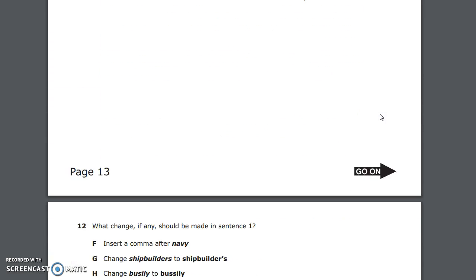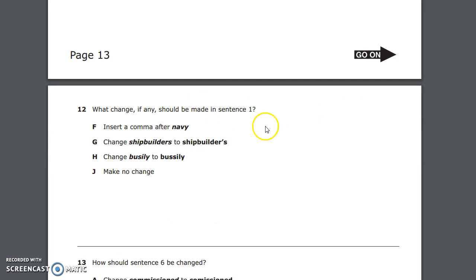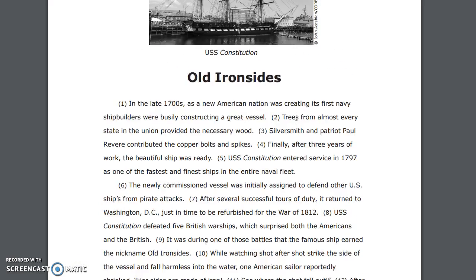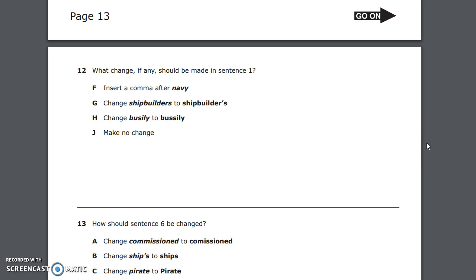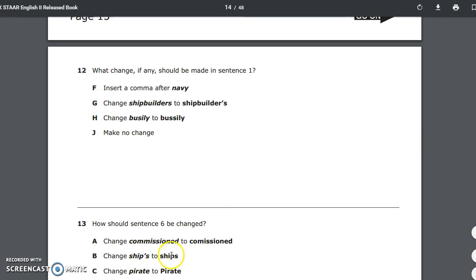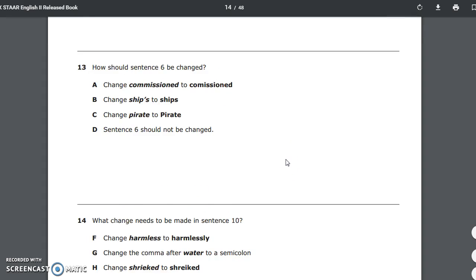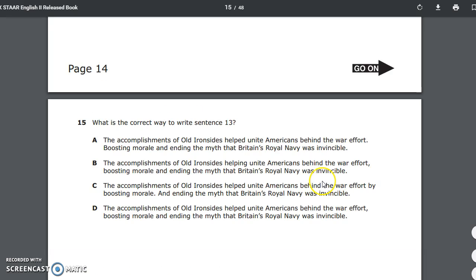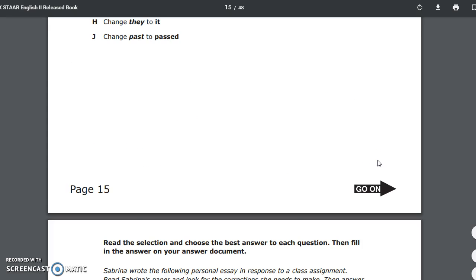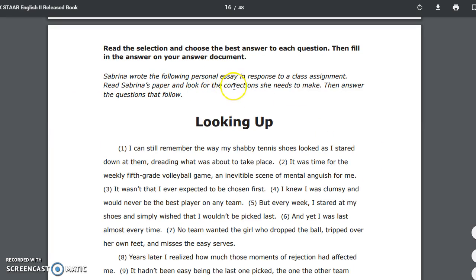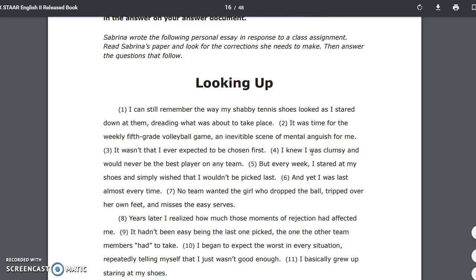So let me show you an example. Number 12, what change, if any, should be made in sentence 1? So the only part of this essay I need to look at is sentence 1. So I don't have to read the whole thing. I just go back to sentence 1, I read it, and I make my choice. Okay? And in this case, you can see changes in apostrophes, it could be spelling, it could be the usage of the word, things like that. Asking you the correct way to write a sentence with a correct comma or period. So those are the things that you are looking for when it is editing. Look for the corrections. Okay?